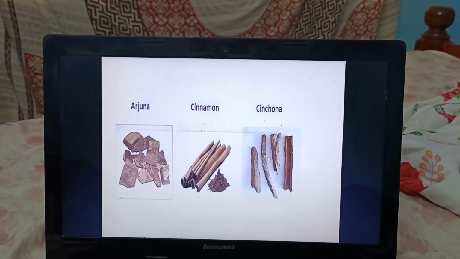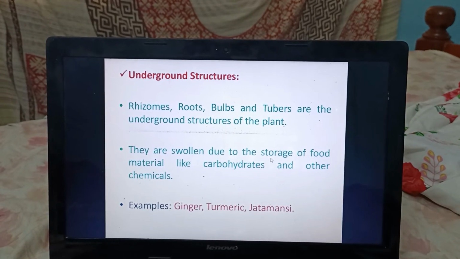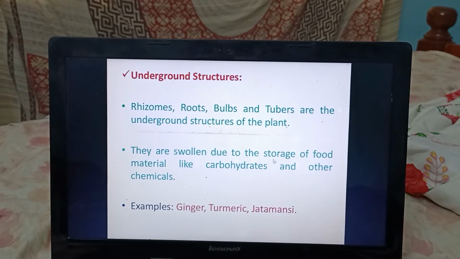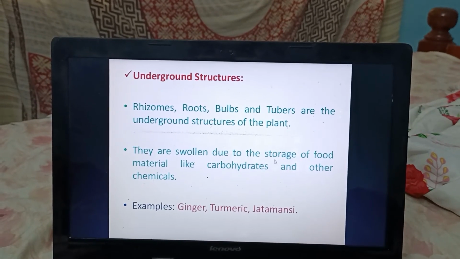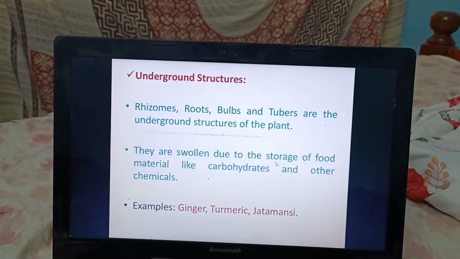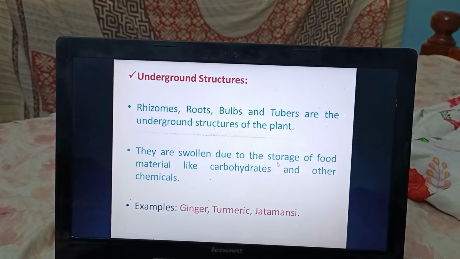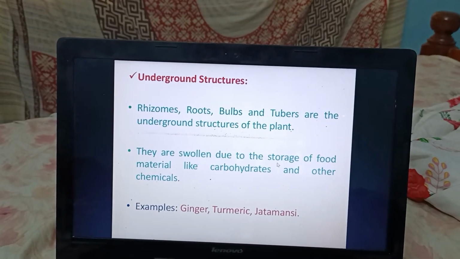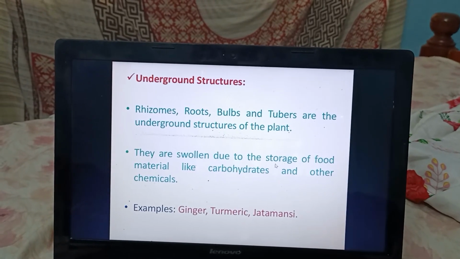Okay, and underground structures. What are the underground structures? That is the plant which can store food via roots. So you can imagine onion, garlic, ginger, and turmeric. So these are the tuber plants.